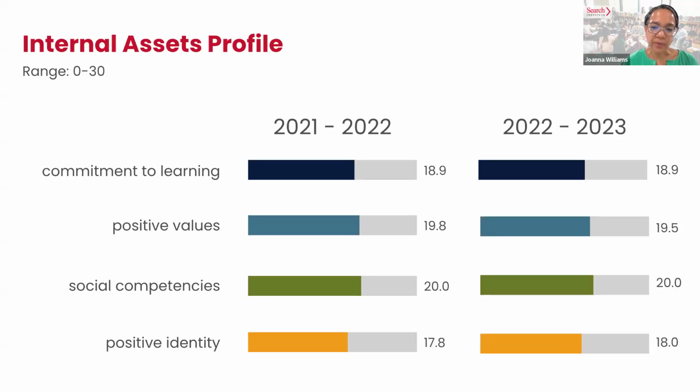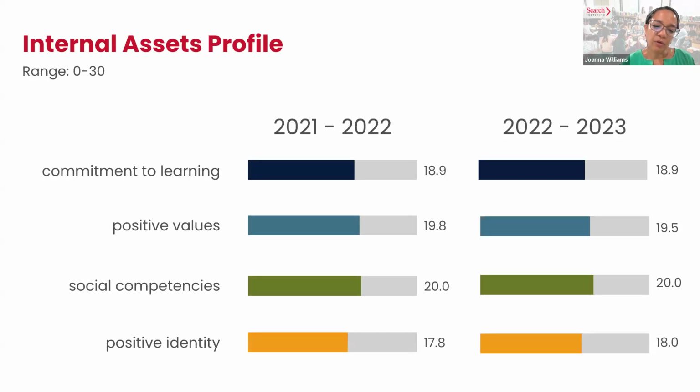So something like social competencies, the average score is 20 out of 30. Again, if we're mapping back onto that 0 to 3 scale, that would be like a 2 out of 3. So many youth are saying that they very much or often are experiencing social competencies.